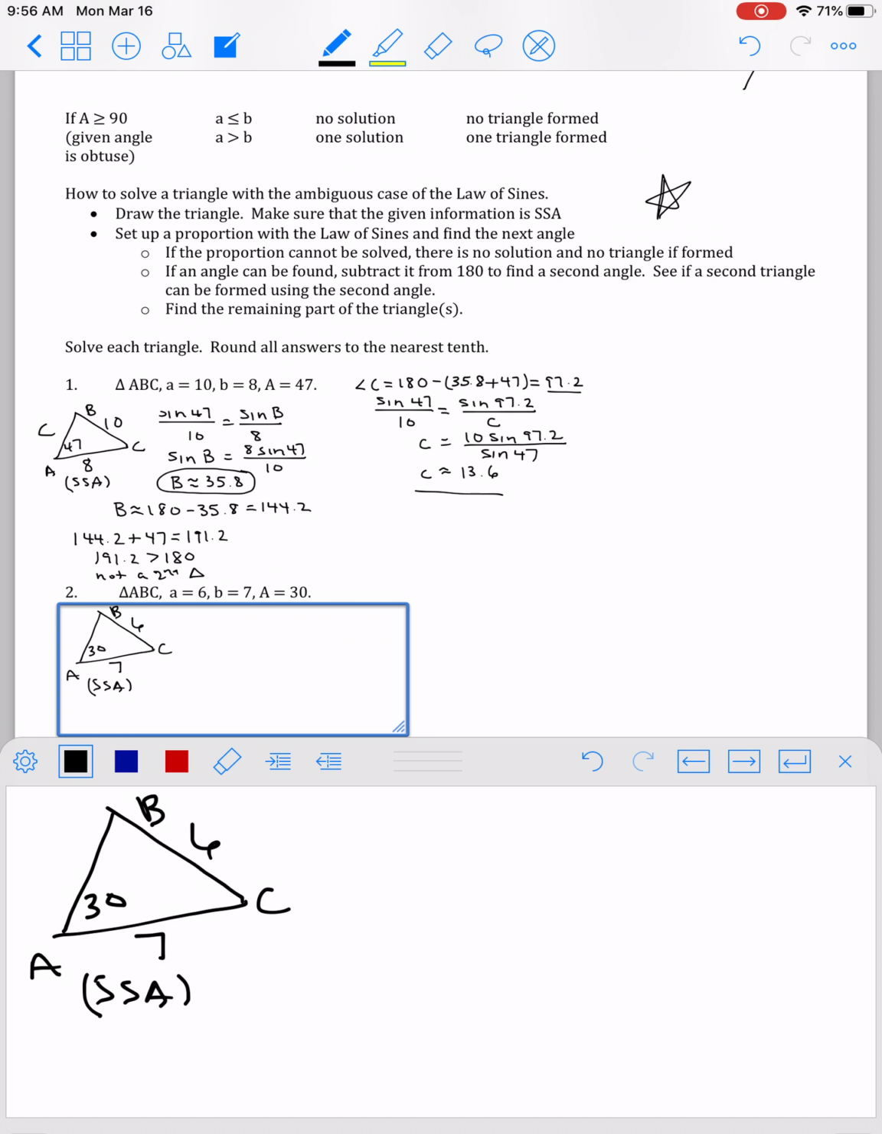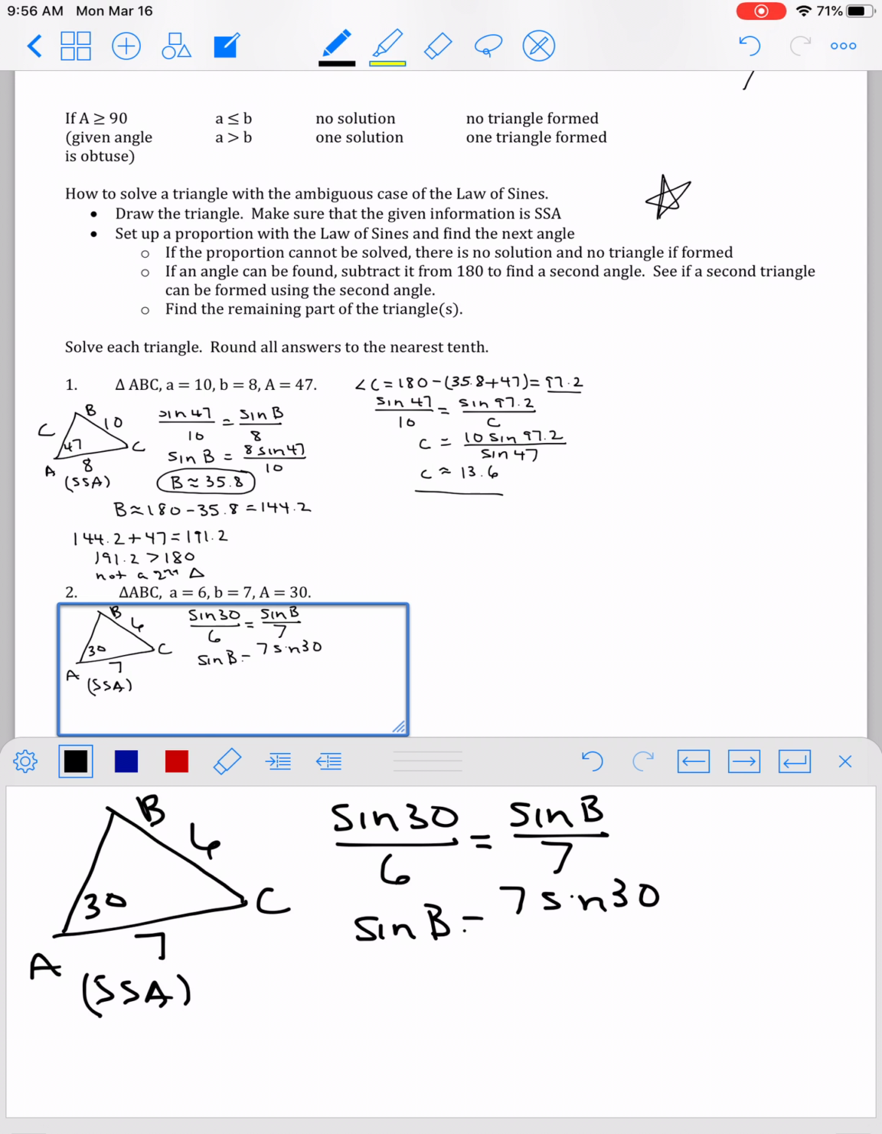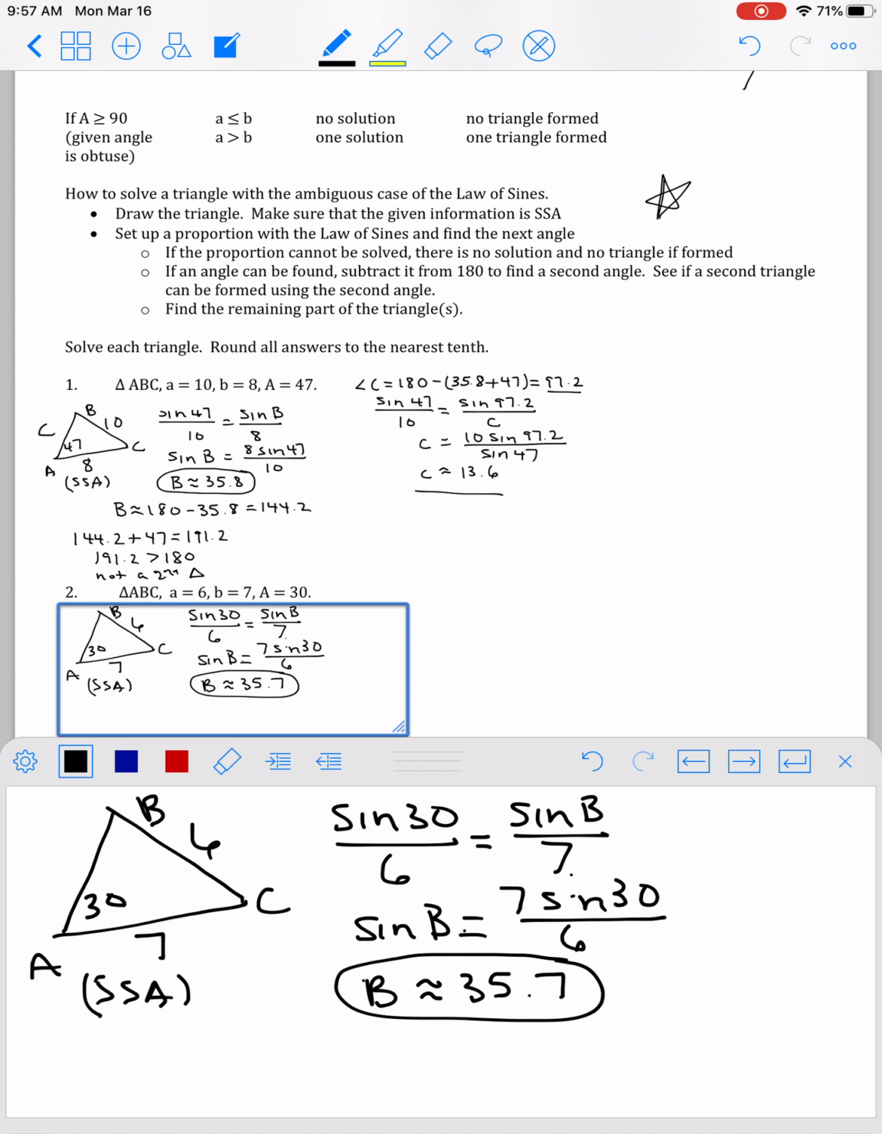So if we set up this proportion, sine 30 over 6 equals sine B over 7. The sine of B is equal to 7 times the sine of 30 all over 6. And B is approximately 35.7. So now we're guaranteed one solution. So that's the first solution. Now let's try the other one.